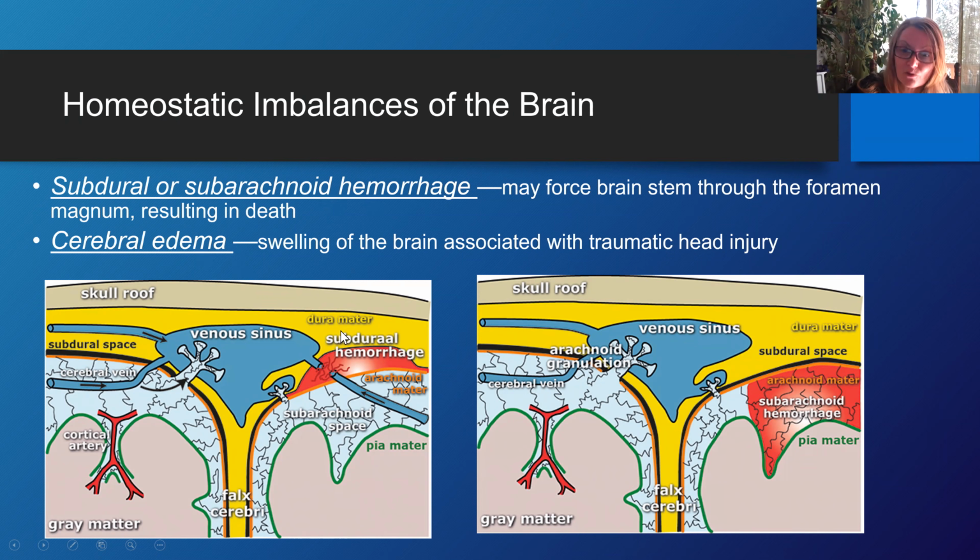This is where you have either fluid or blood accumulating either in the subdural space, under the dura mater, or in the subarachnoid space. And the blood will be accumulating, for example, if you have rupture of the blood vessels, because maybe of high blood pressure or trauma. And that's a very serious condition, especially this hemorrhage may force the brain stem through the foramen magnum, resulting in immediate death, unfortunately. And cerebral edema, swelling of the brain, is also associated with head injury.